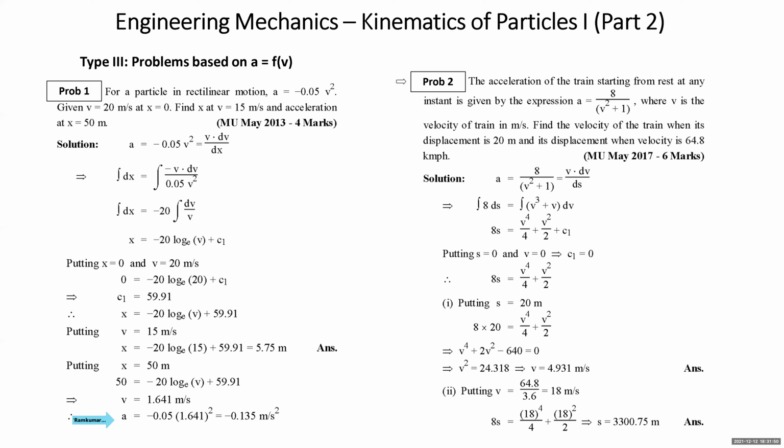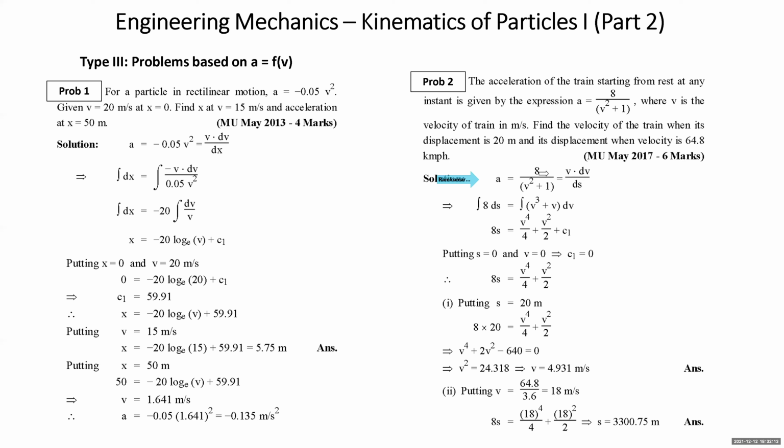Now we move to the second problem of type 3. The acceleration of a train starting from rest at any instant is given by the expression a is equal to 8 upon v square plus 1, where v is the velocity of the train in meter per second. Find the velocity of the train when its displacement is 20 meter, and the displacement when the velocity is 64.8 km per hour.